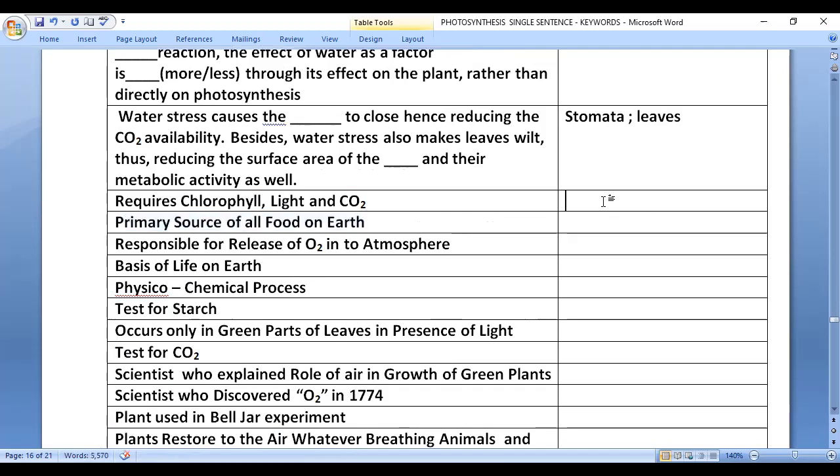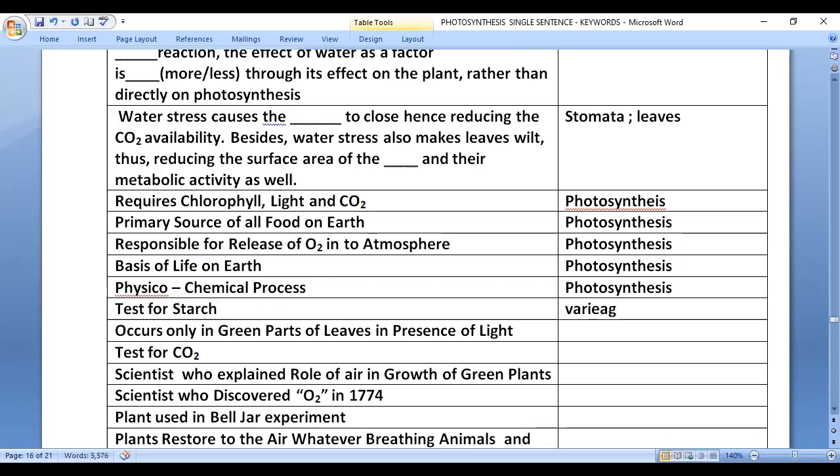The process which requires chlorophyll, light and carbon dioxide: photosynthesis. A sharp revision from here. Primary source of all food on earth: photosynthesis. Responsible for the release of oxygen into the atmosphere: photosynthesis. Basis of life on earth: photosynthesis. Physicochemical process: photosynthesis. Test for starch.